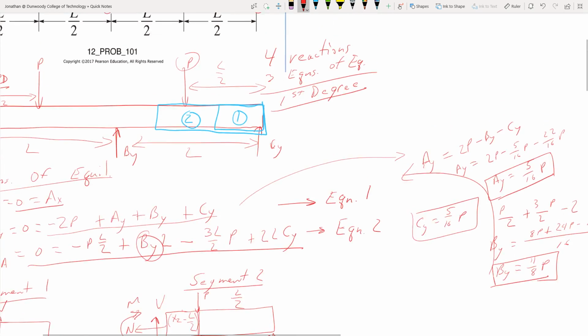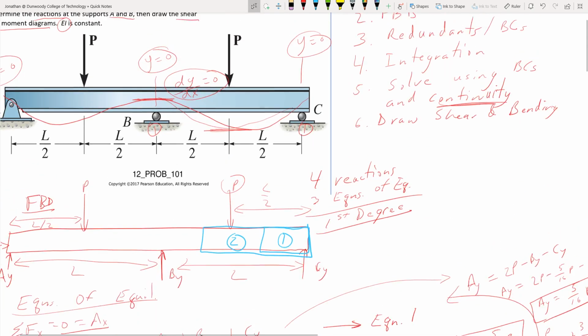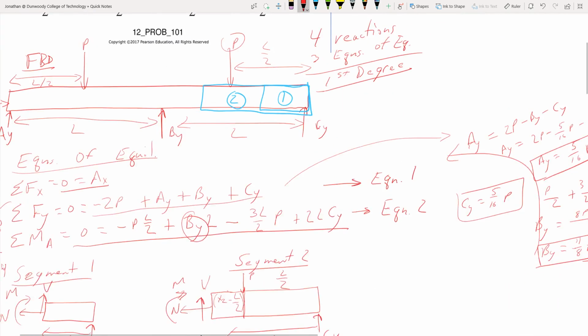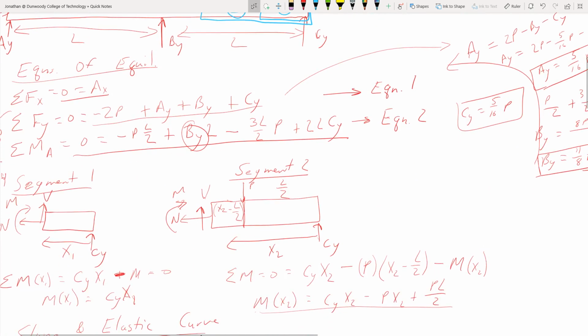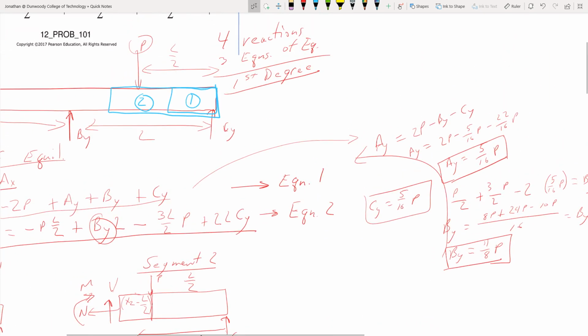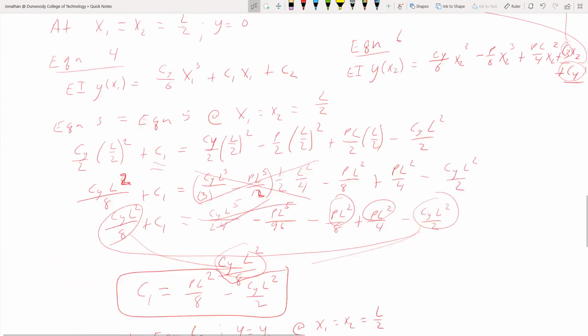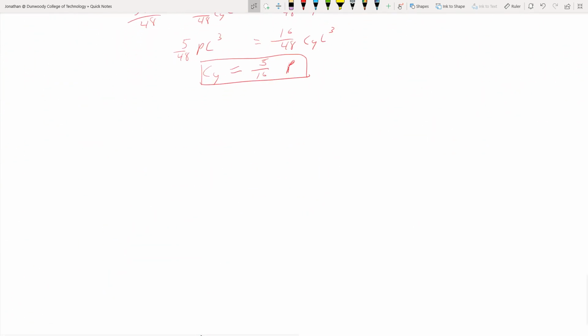Whew, that was a lot of work. Where are we at here? So we did our integration. We solved using boundary conditions and continuity. Went back to those equations of equilibrium. Now we just need to draw the shear and bending moment diagrams. Alright, so we had 5/16, 11/8, and 5/16. So what do we have? Ooh, there we go. Down here.